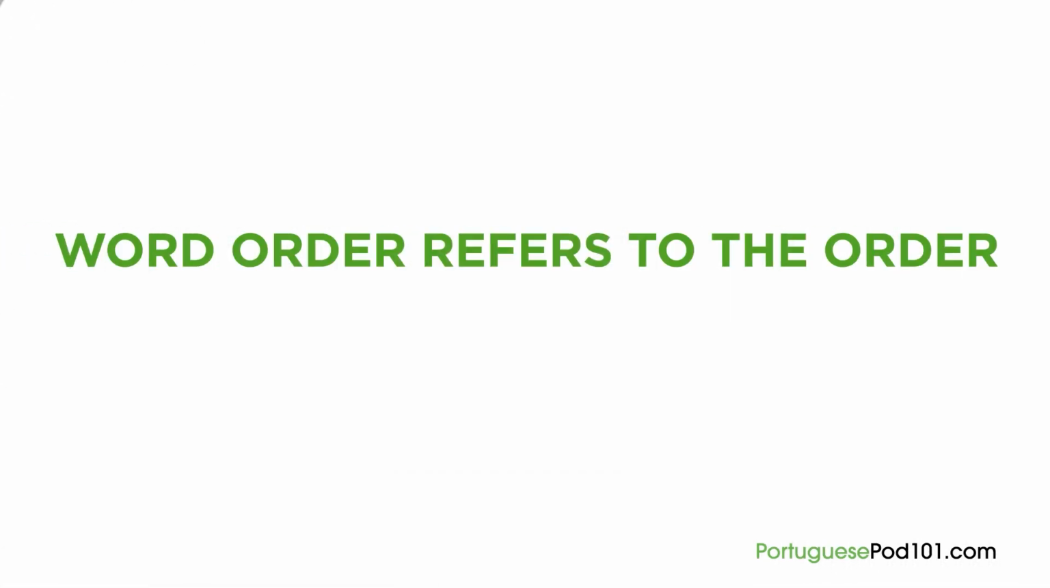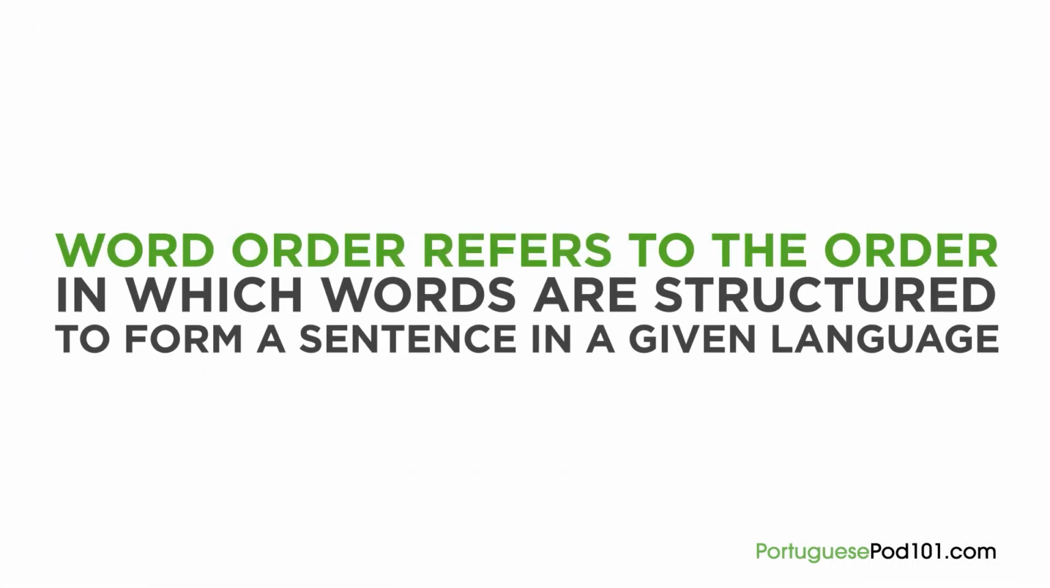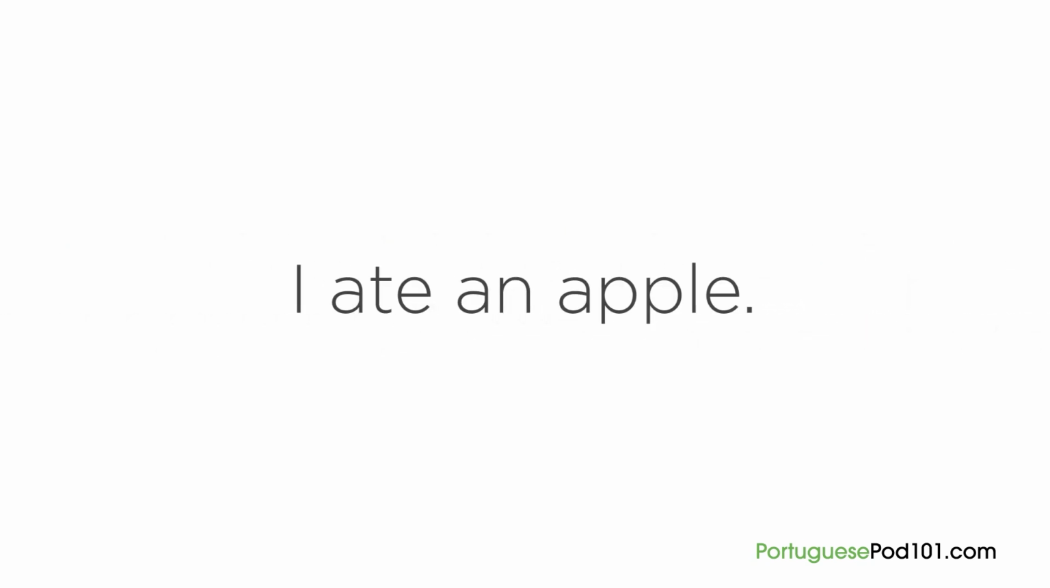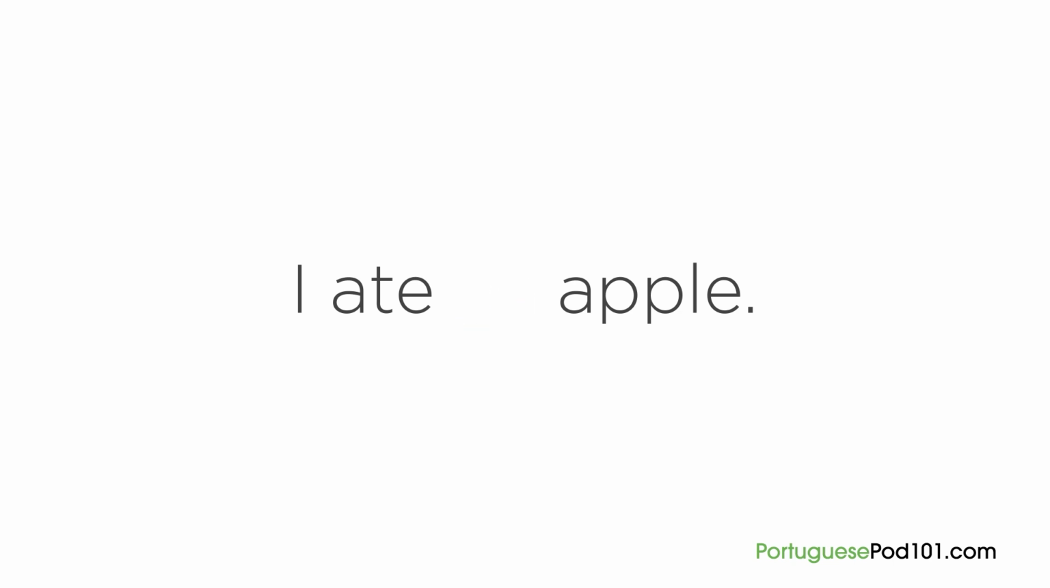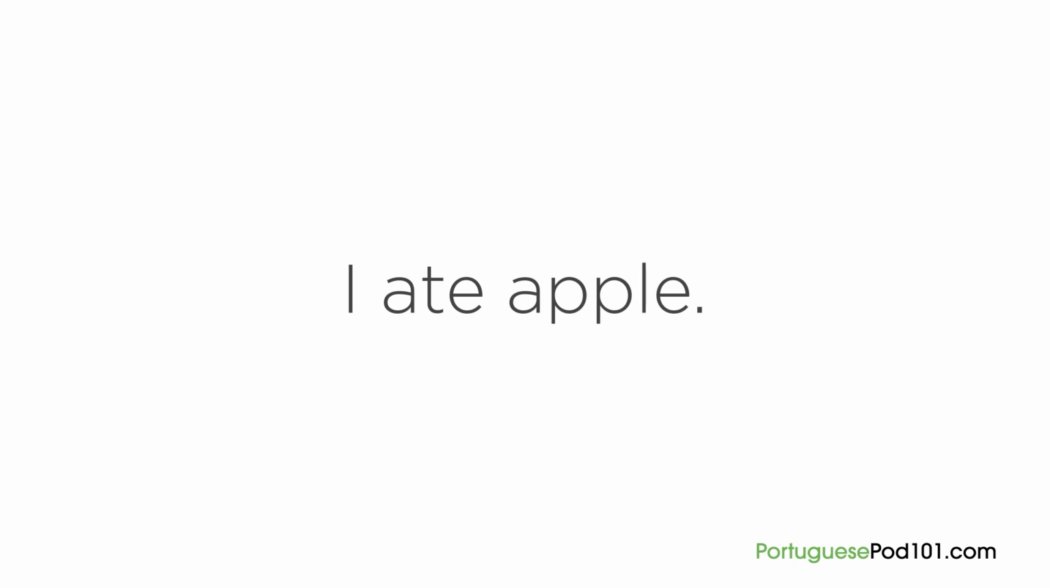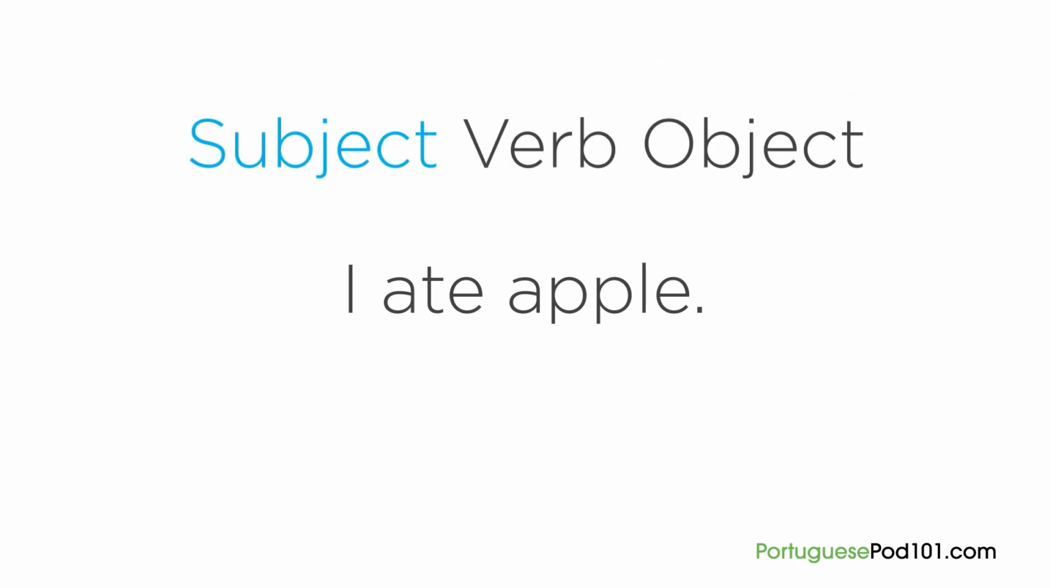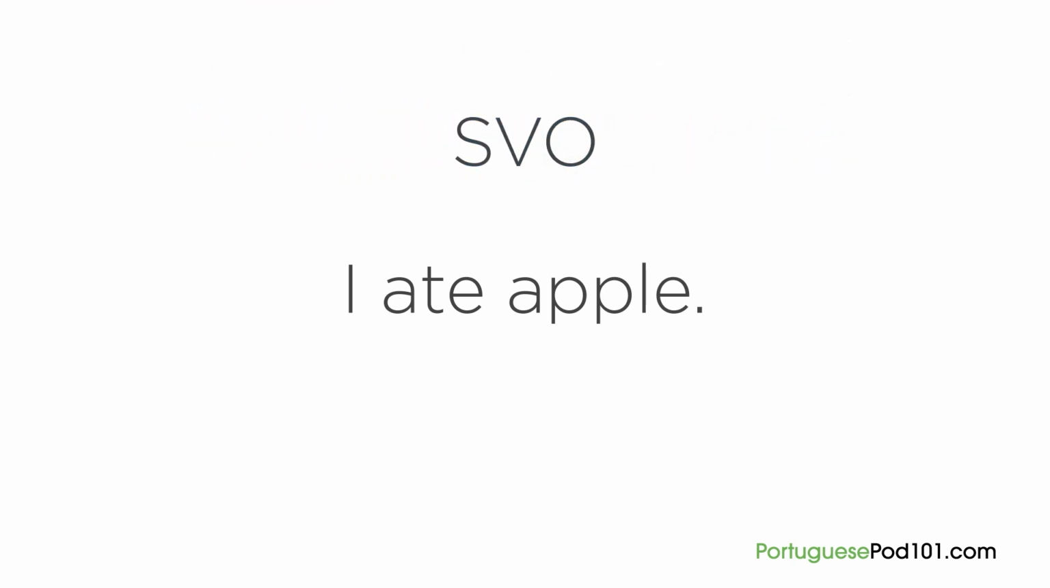In this lesson, you'll learn the basics of Portuguese grammar. Word order refers to the order in which words are structured to form a sentence in a given language. Consider the English sentence, I ate an apple. But first, let's remove the article an here for simplicity. So we're just left with I ate apple. The basic word order for English is subject, verb, object, or SVO for short.